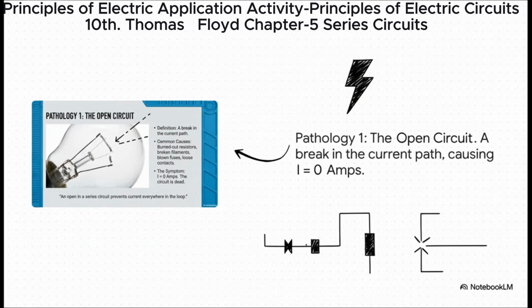Let's dive a little deeper into the open circuit. What actually causes it? Well, it could be anything from a resistor that's just burned out, a blown fuse, or, a classic example, the tiny little filament inside a light bulb snapping in two. Heck, it can even be something as simple as a wire that's come loose. But here's the key. No matter the cause, the main symptom is always the same. The circuit goes completely dead. Your ammeter will read 0 amps because there's literally no complete path for the current to flow.